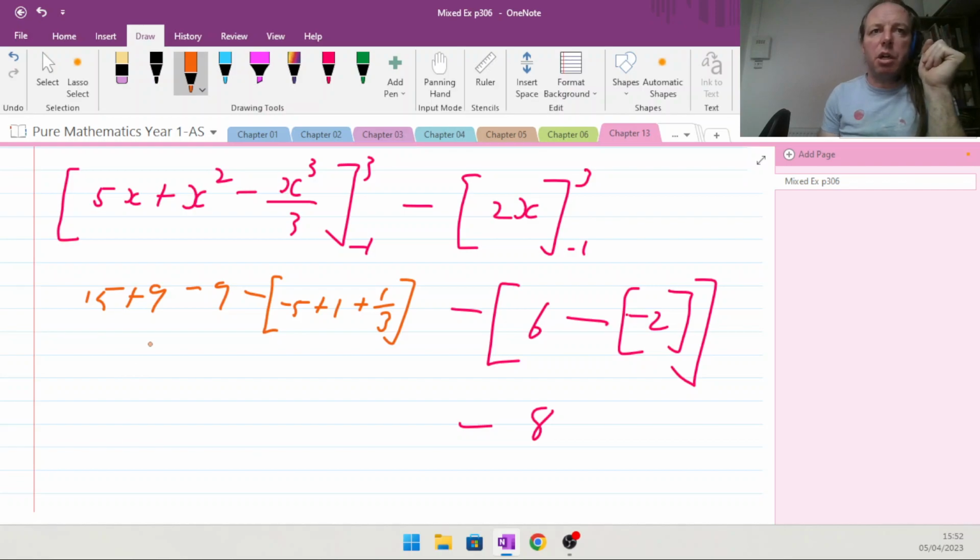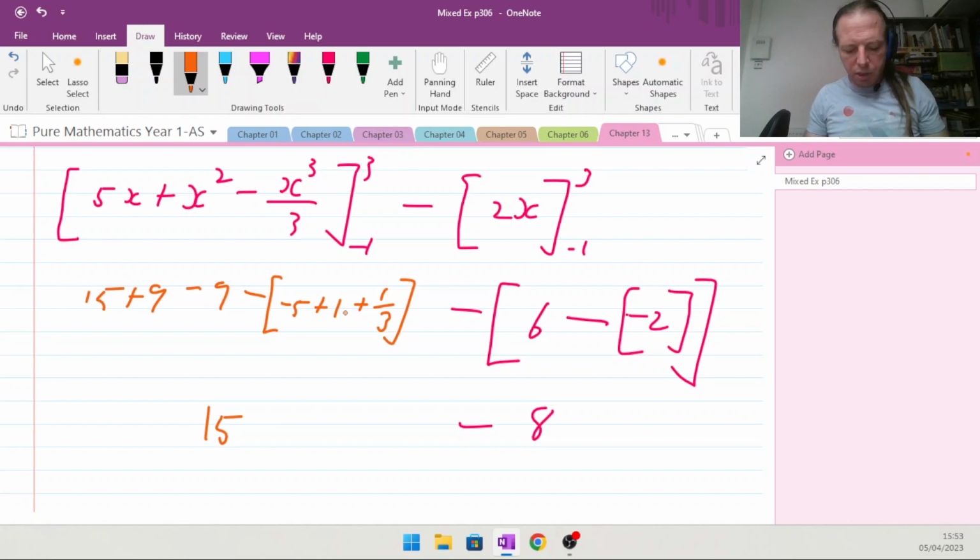So those 9s are gone, so we've got 15. What's that? Minus 5 plus 1. So ones like this, definitely worthwhile putting into the calculator to stop silly mistakes happening. Okay, plus 1 over 3. Alright, minus 11 over 3, which is like minus 3 and 2/3, and it's a minus, so it's plus 3 and 2/3.